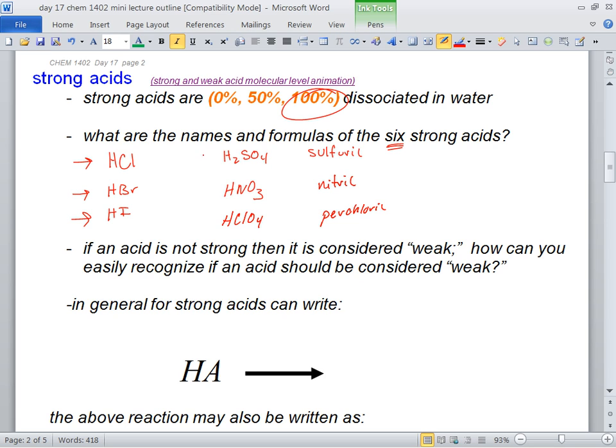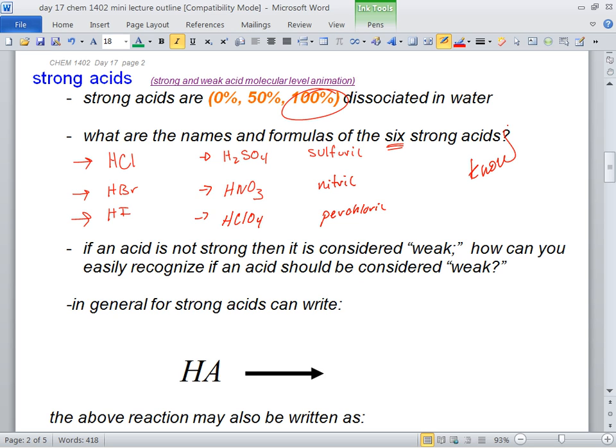Okay, so definitely know all these six. Definitely know them. Know the names and formulas of those 6 strong acids. And there's going to be a reason why. We're going to see it pretty soon here.